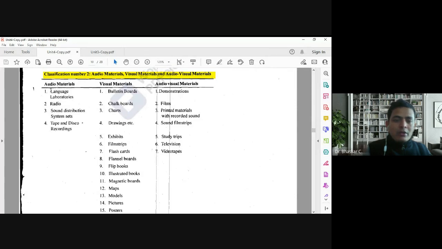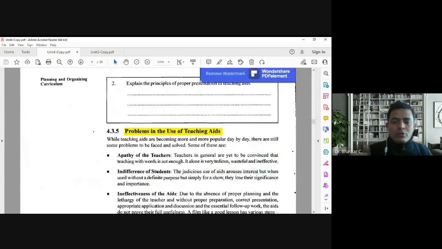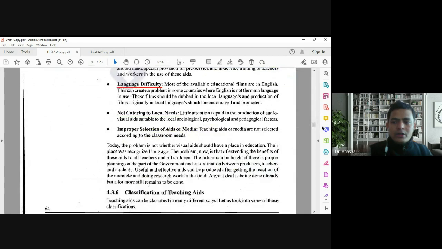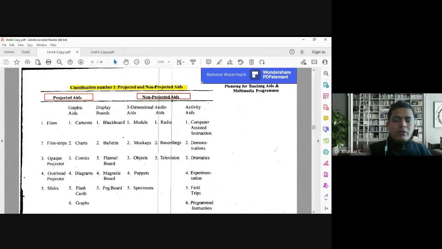These are the audio materials, like language laboratories, radio, sound distribution system, whereas visual materials are charts, drawings, exhibits, film strips, flashcards. Just go through this one. I will give you a few seconds, and then you will get an idea that we have two types of classification. This was the previous classification, which was based on projected and non-projected aids. Let me again show it on the screen. This is classification number one, based on projection, whether the audiovisual aid can be projected or not. So projected and non-projected. This is the first one, right?